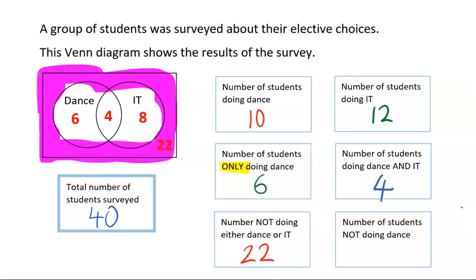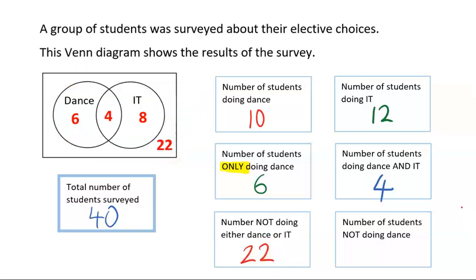And the last value we're going to look at in this video is the number of students who are not doing dance. Now, we know you're doing dance if you are inside of this dance bubble. That means if you're not inside the dance bubble, you're not doing dance. So the people not doing dance is everyone outside of that dance bubble. Everyone in the yellow section outside the dance bubble. So that's the 8 students doing just IT and the 22 students who aren't doing either subject. So if you're not in this dance bubble, you're not doing dance. And we have 30 students represented outside of the dance bubble who are not dance students.